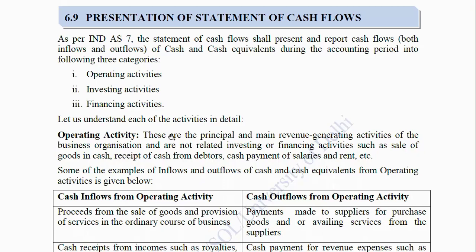6.9 Presentation of Statement of Cash Flows. As per Ind AS 7, Statement of Cash Flows shall present and report cash flows, both inflows and outflows of cash and cash equivalents during the accounting period into 3 activities: operating activities, investing activities and financing activities. Let us understand each of the activities in detail.